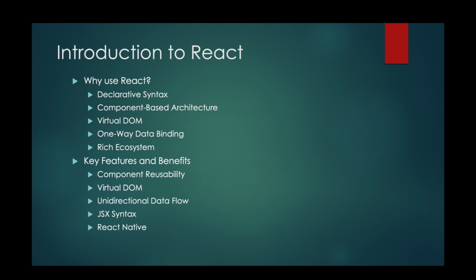One-way data binding. React follows a unidirectional data flow, which means data flows in a single direction from parent to child components. This makes it easier to manage the state of the application and reduces unexpected side effects. Rich ecosystem. React has a vast ecosystem of tools, libraries, and community support, making it easy to integrate with other technologies and extend its functionality.